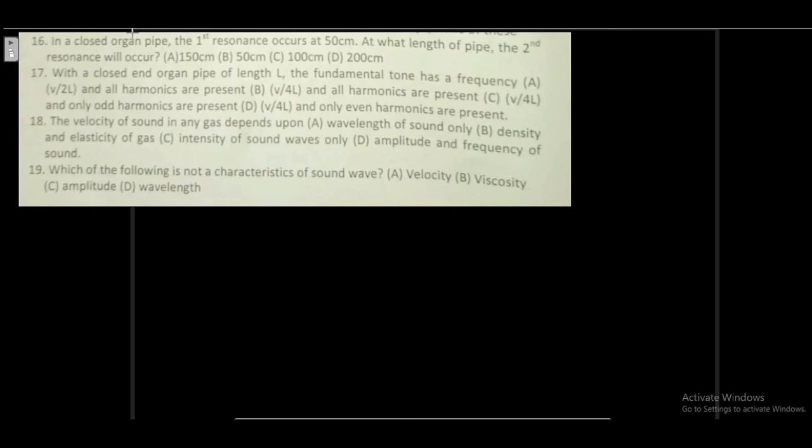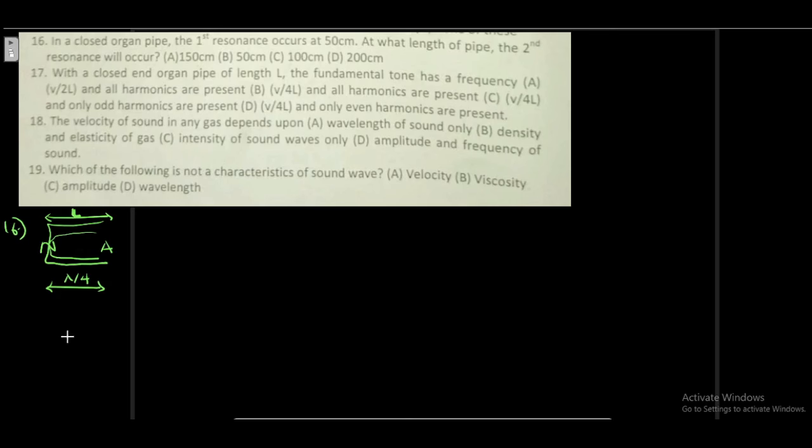Now, question 16, they say in a closed organ pipe, the first resonance occurs at 50 cm. Now, we need to understand that a closed pipe usually starts with a node and ends with an antinode. So we have node and antinode, where L is the length of the pipe. So we have the length of the pipe given. And then from node to antinode, we know it is lambda over 4. So this is the first resonance, the fundamental mode of vibration that gives the first resonance.